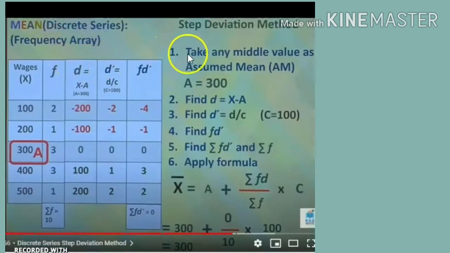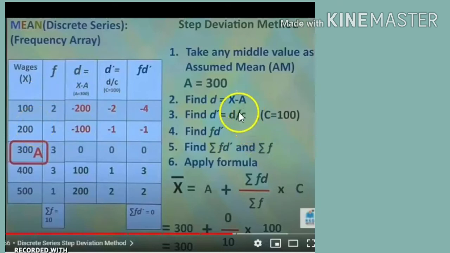Next question, using step deviation method. So first step is take any mid value as assumed mean. So the assumed mean has been taken as 300, and find D. D is x minus a. The same procedure we had done till now. Next you have to find D dash. D dash is D by C, or you can directly subtract x minus a and divide by the common difference. So here the common difference is 100.